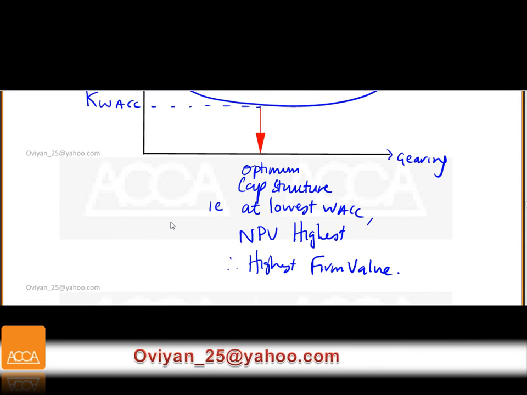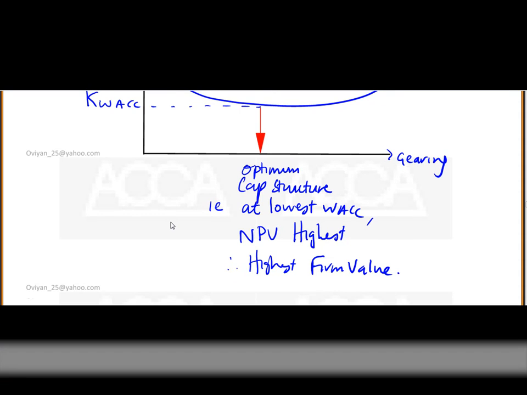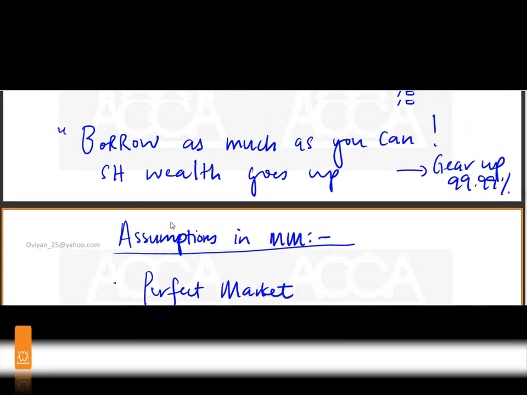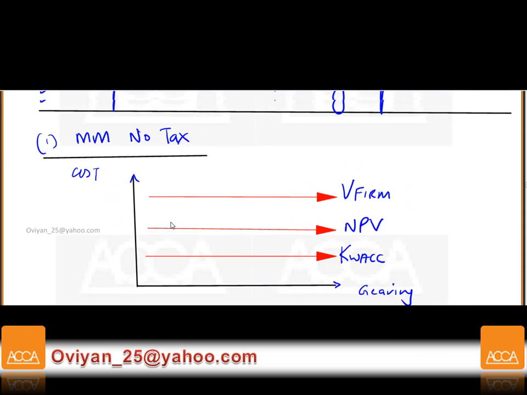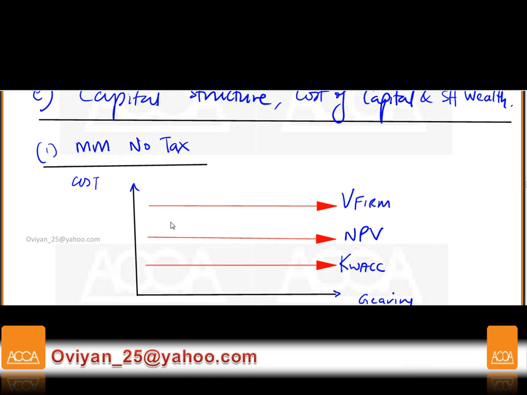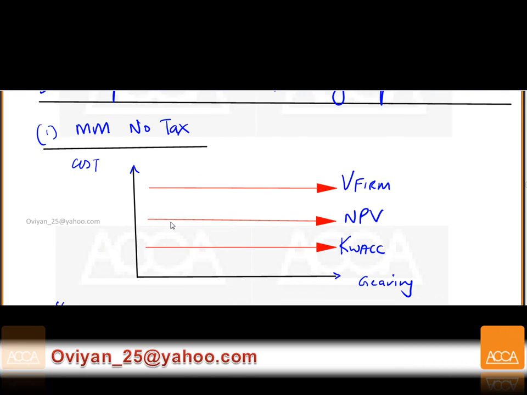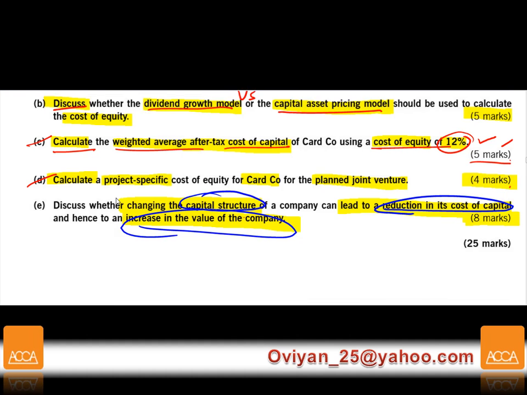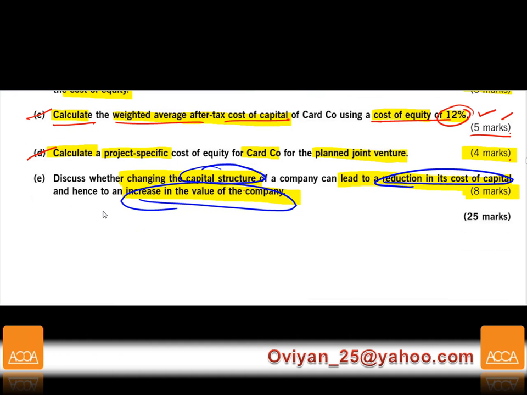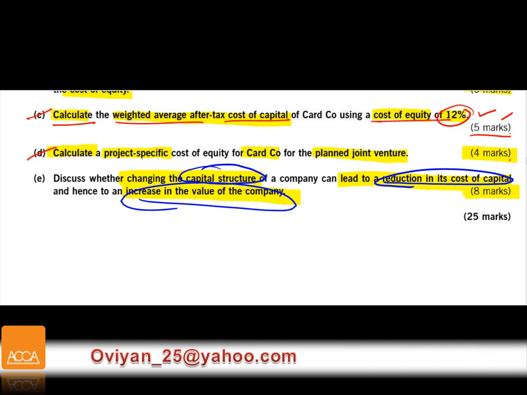So this theory says that it is important to have the right capital structure. The previous theory says that it's important to borrow as much as you can, so capital structure is relevant. The first theory says that it's not going to be relevant because WACC is going to be constant and all that. So more or less, this is what you have to answer for this part of this question for 8 marks. So that's the end of this question called Card Company.